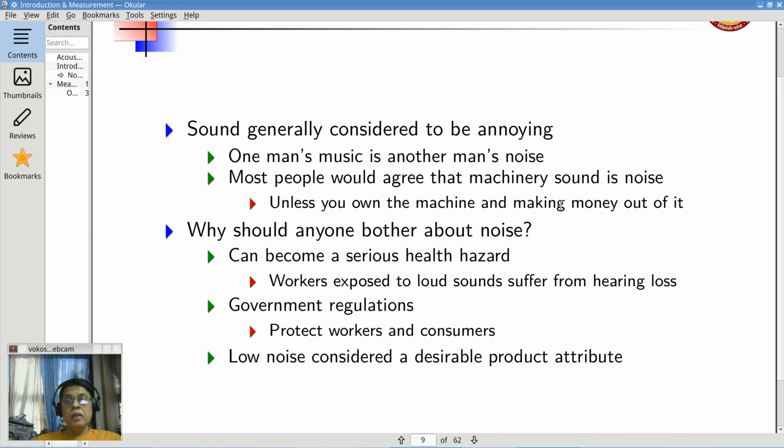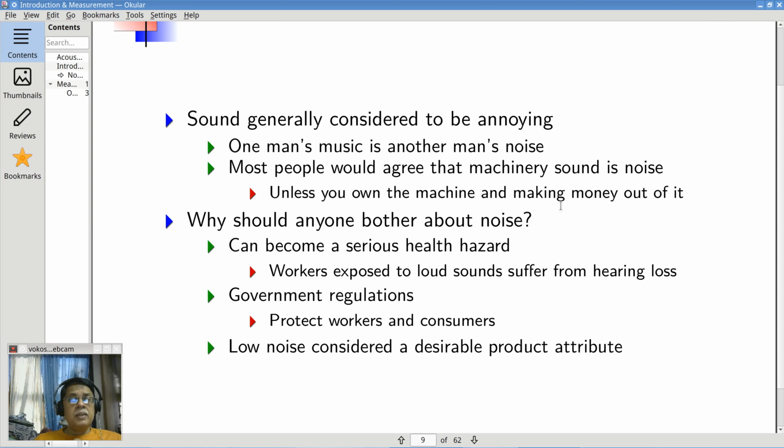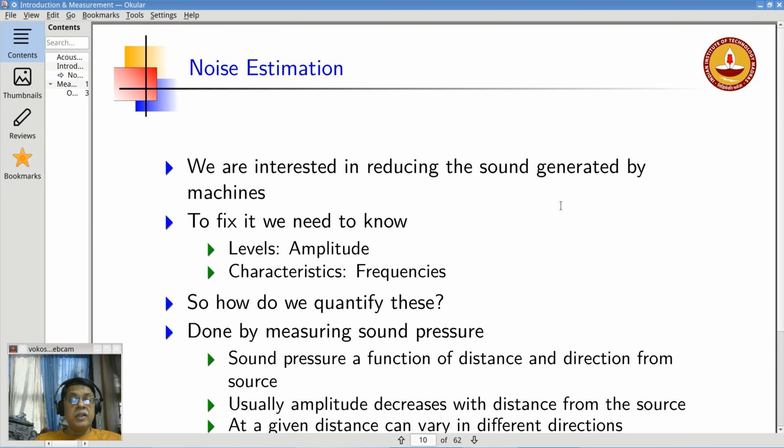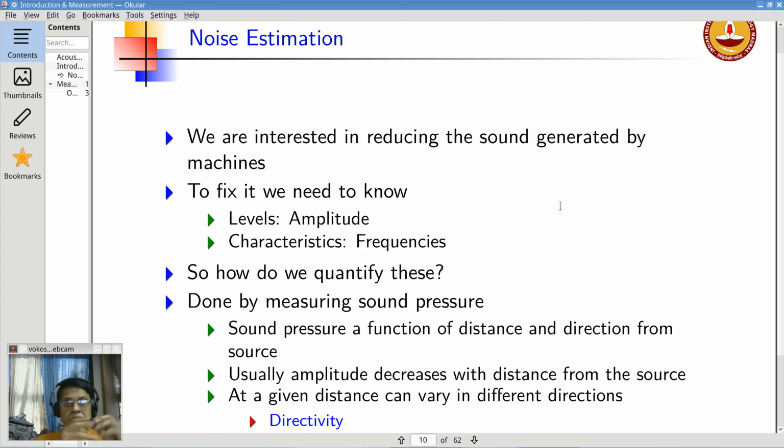So I think we will, let's see what we have as the next slide. In this, the basic course is driven, even though it's called engineering acoustics, as an engineer we are looking at noise estimation. We are interested in reducing the sound generated by machines.